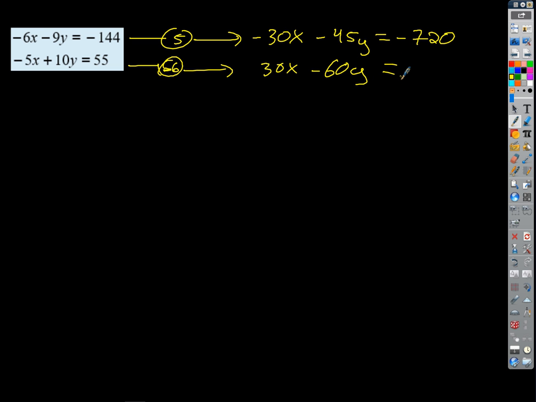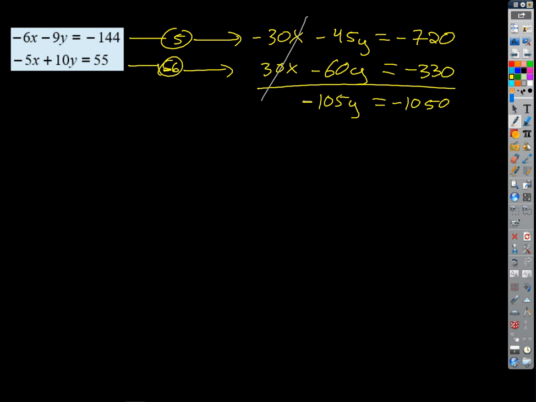And then negative 6 times 55. Well, what's 6 times 50? 300. 6 times 5? 30. So 330, and negative. Okay, so if we add those up, the x's cancel. Negative 45y combined with negative 60y is negative. Is it still negative? Yeah, because negative plus negative is negative, right? Negative 105y, good. Negative 720 plus negative 330 is negative 1,050.